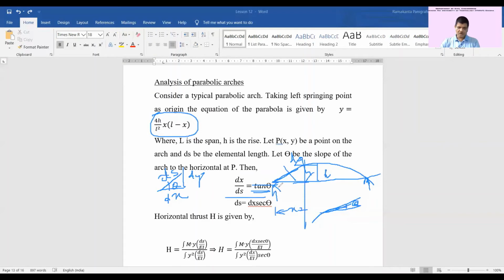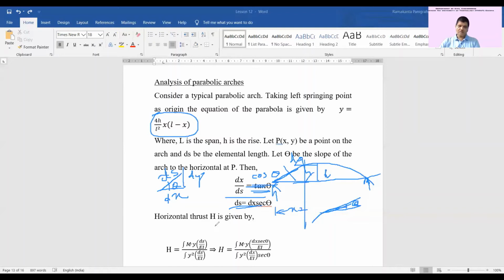Sorry, dx by ds is not tan theta. It's cos theta. Wrong letter. So dx by ds is equal to cos theta, so ds is equal to dx into sec theta, because 1 by cos theta is equal to sec theta. So this is the relationship we can consider.